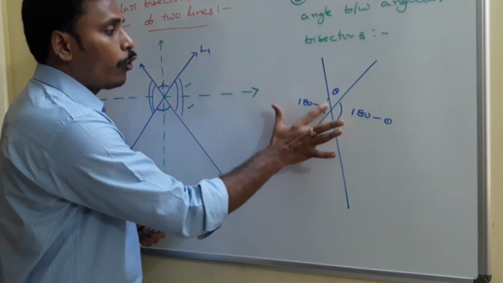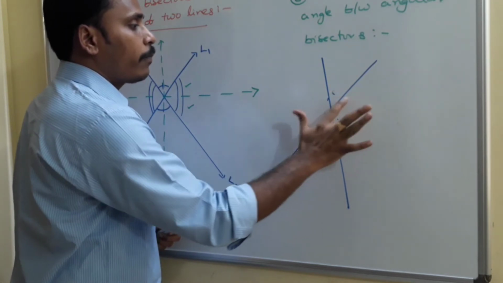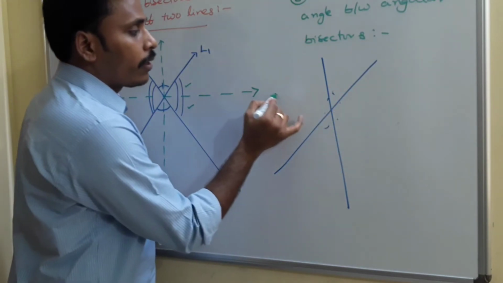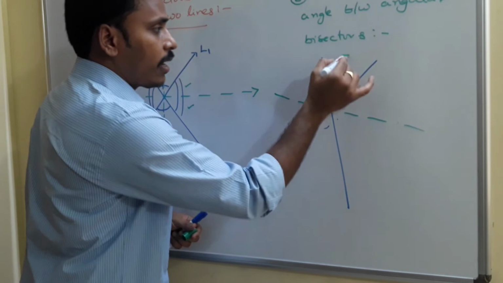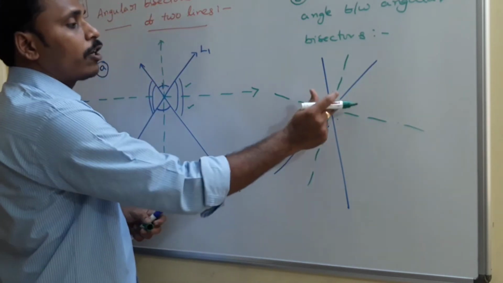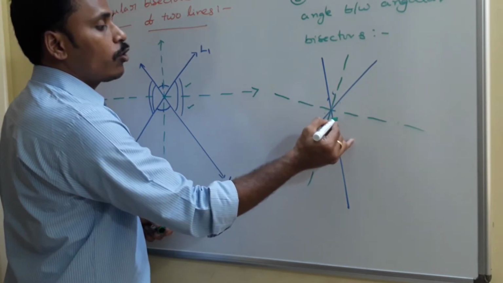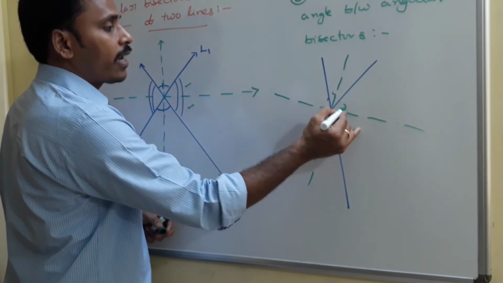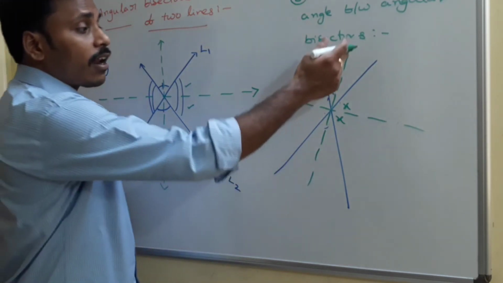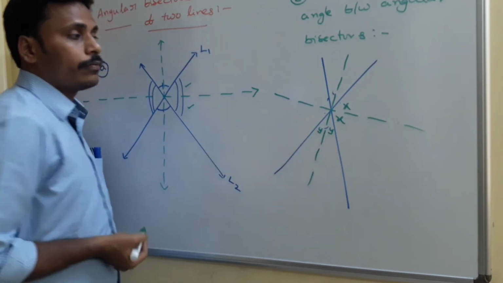Now I am going to draw the angular bisectors for these angles. This is one angular bisector, and this is the other angular bisector. This green line is an angular bisector which divides this total angle into two parts. Say those angles are x and x, just for our convenience. Now this other green line is also an angular bisector. It divides into y and y.